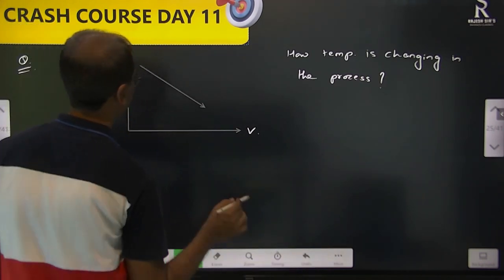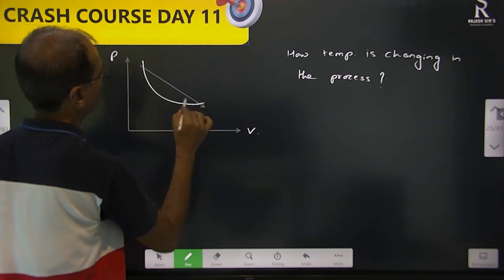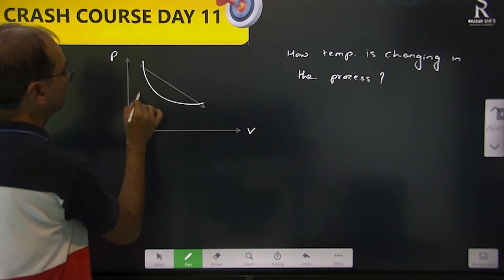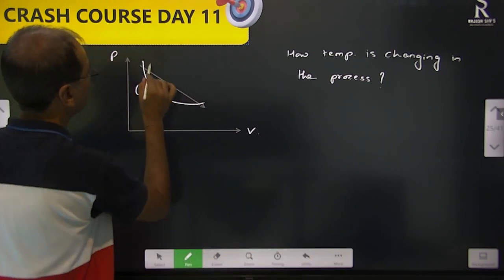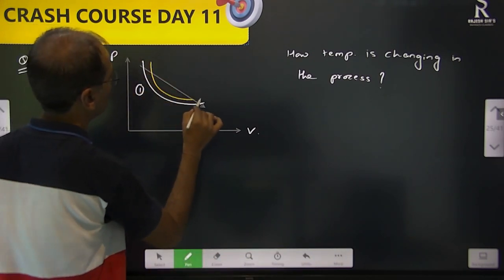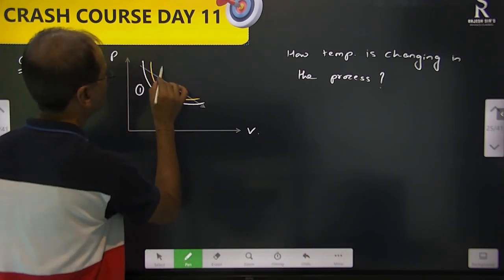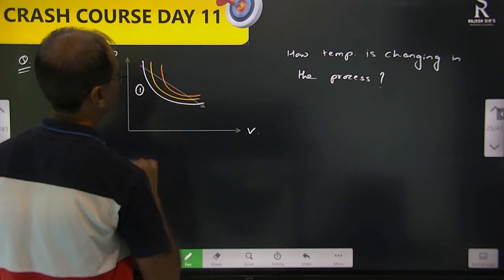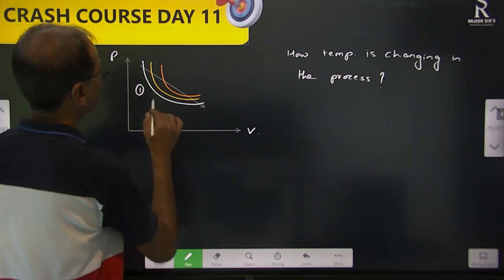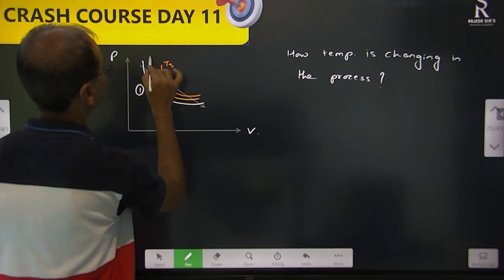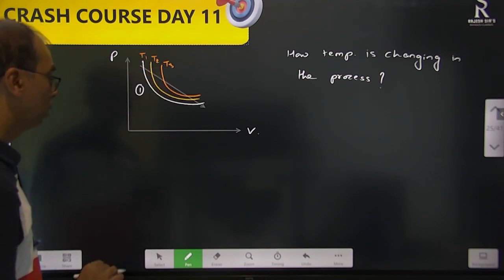See how I am making. First one, let's say with white color only. The first is like this. The second one, that's second. And third one, something like this. All are isotherms. So this is representing T3, this is representing T2, this is representing T1.